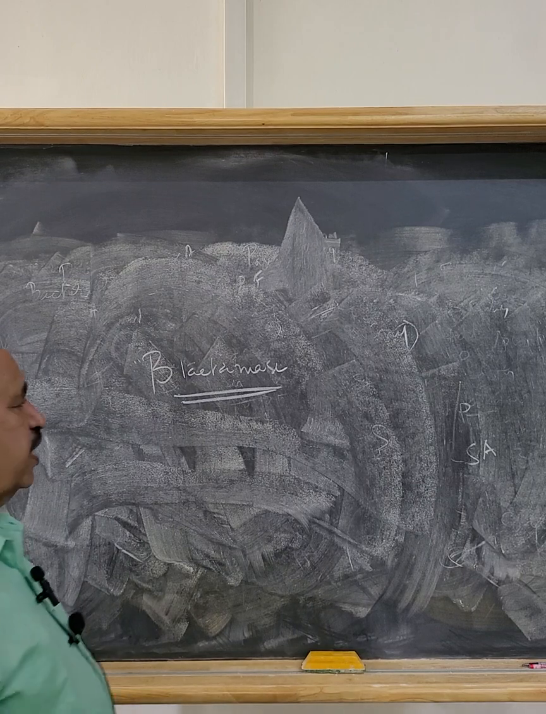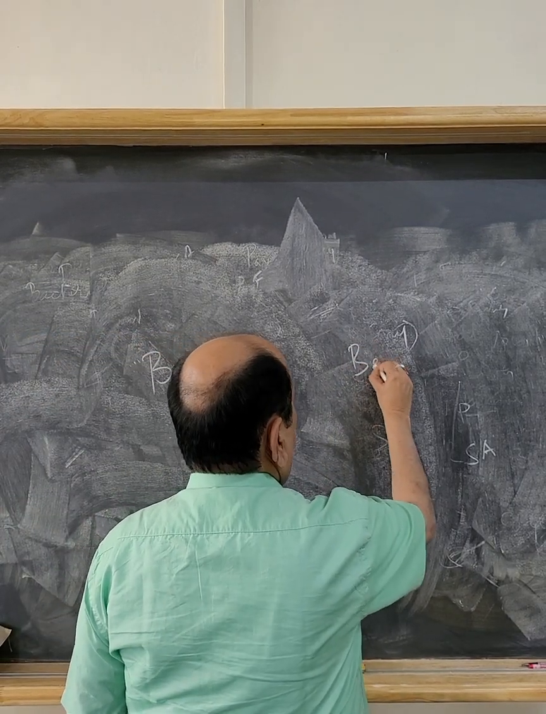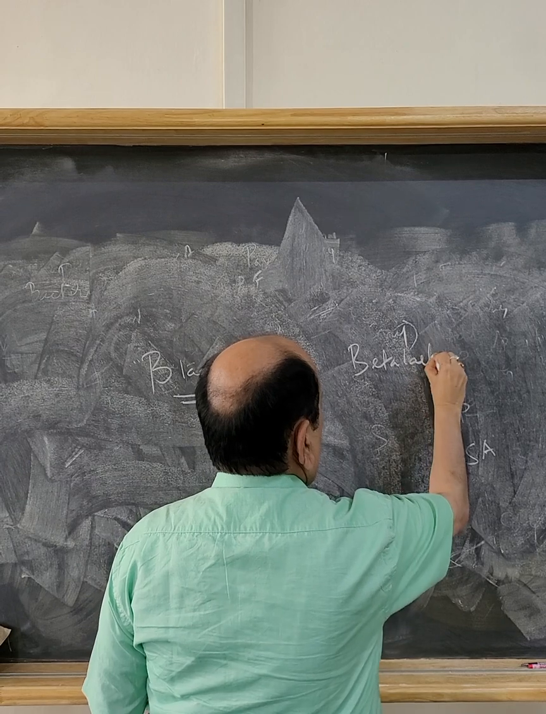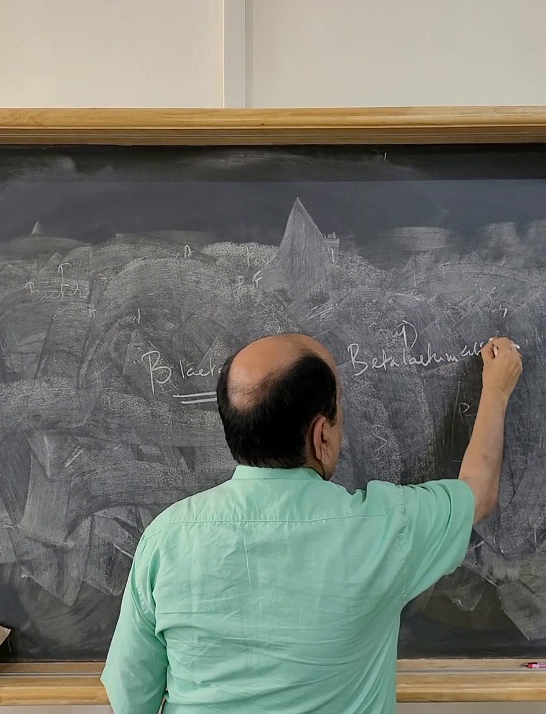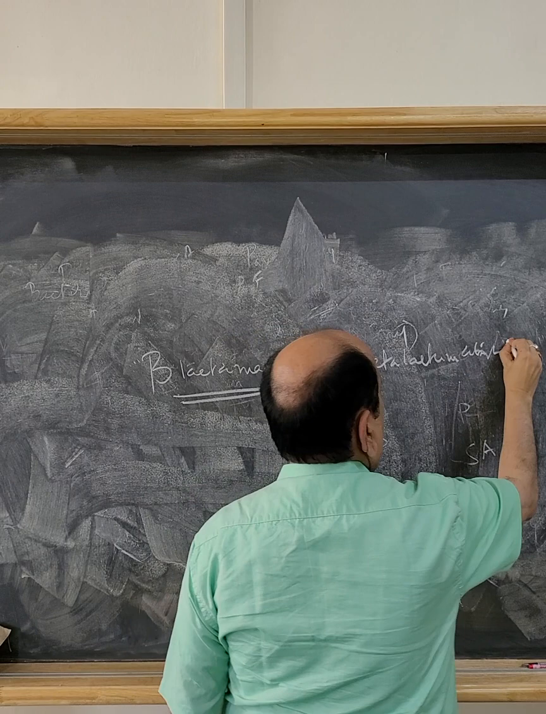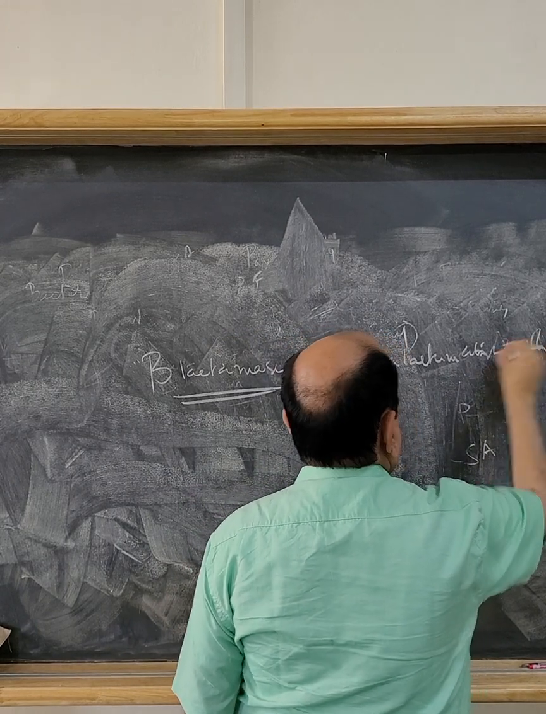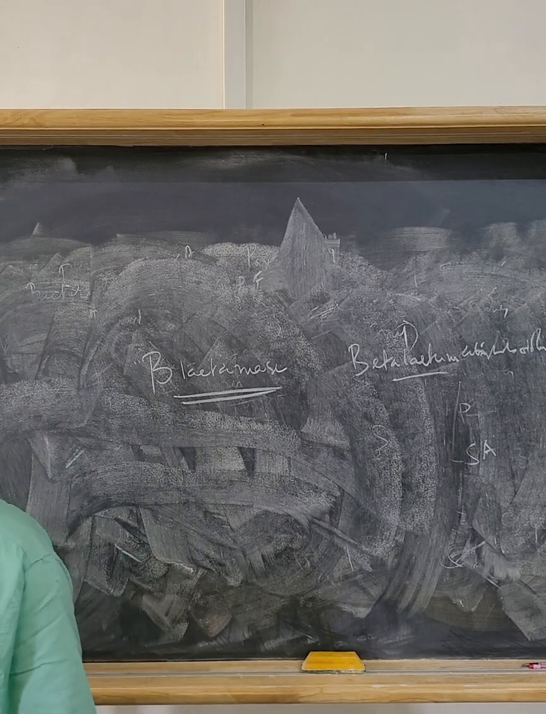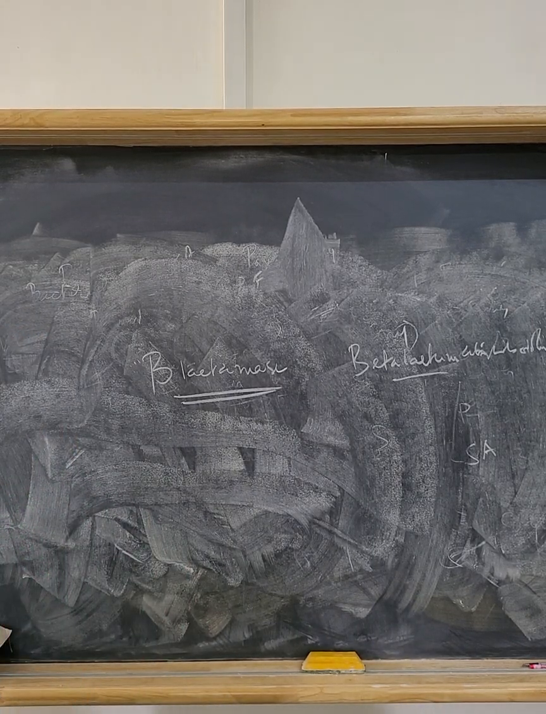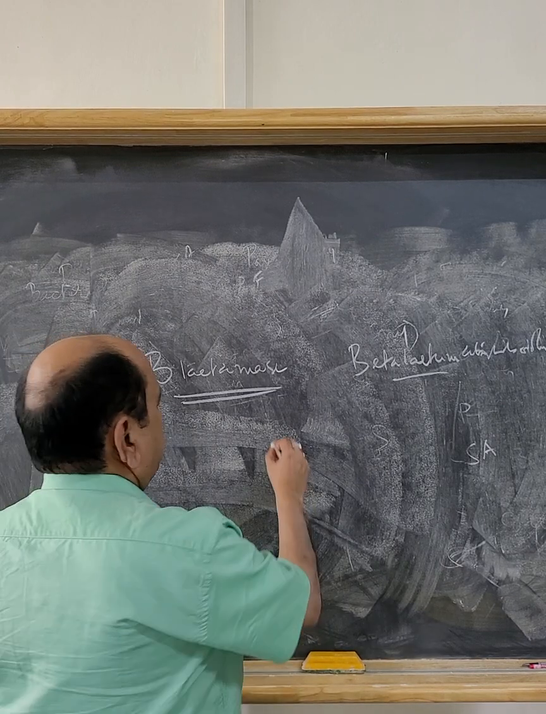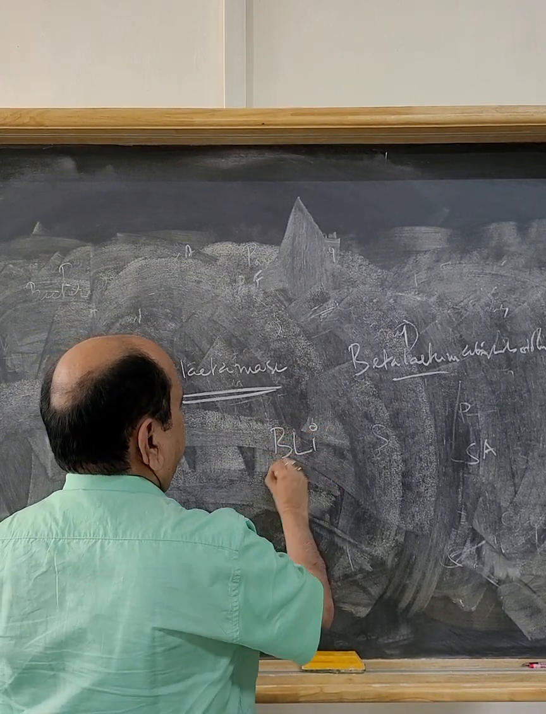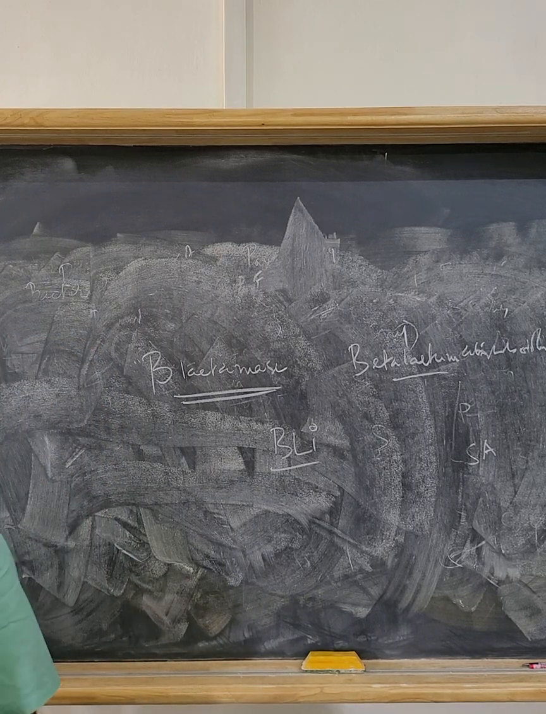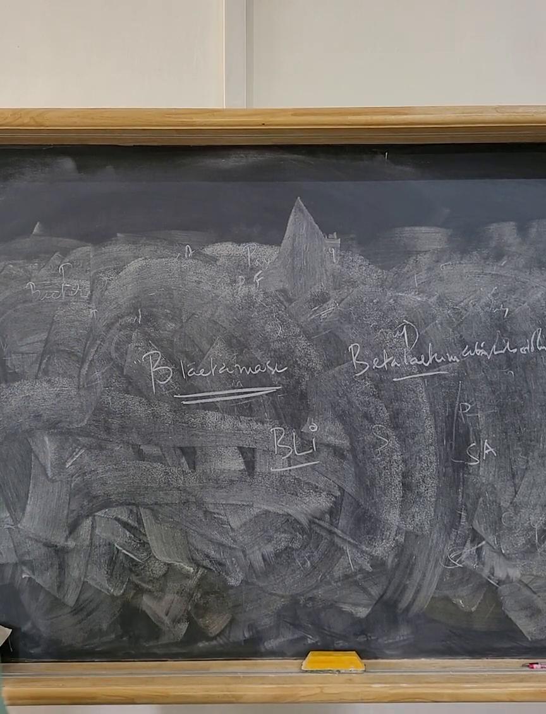So all beta lactam antibiotics are made useless, totally useless, when they start producing this enzyme that breaks the beta lactam ring. So we have to add beta lactamase inhibitors. They are called BLIs, beta lactamase inhibitors. What are these inhibitors?